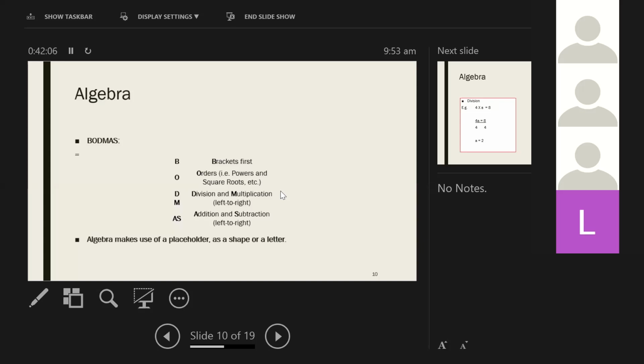So BODMAS is what we call brackets first. BODMAS stands for brackets, orders, division, multiplication, addition, and subtraction. And the rule will always be, if you get a specific sum in brackets, you first have to work with what is in the bracket. So you calculate what is in the bracket. We'll do examples as we move on. And then orders speak of your powers or your square roots.